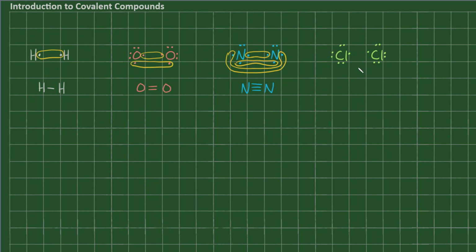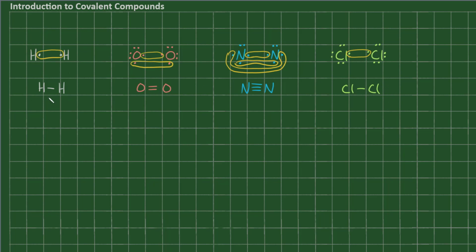What about the chlorines? Well, each chlorine has only 1 unpaired electron. Therefore, each chlorine wants to form a single bond. Again, we will end up with sharing of electrons. So these 2 electrons will be shared, and we will end up with a chlorine line indicating a covalent bond, and then another chlorine. What would be the formulas for each of these compounds?